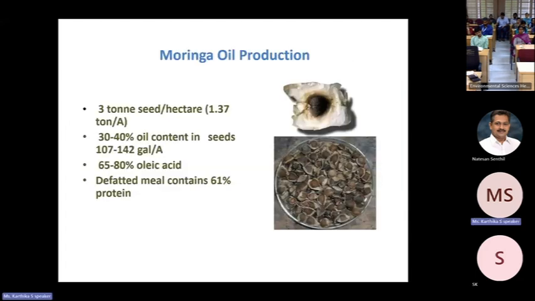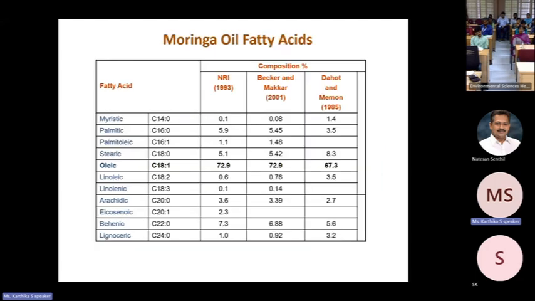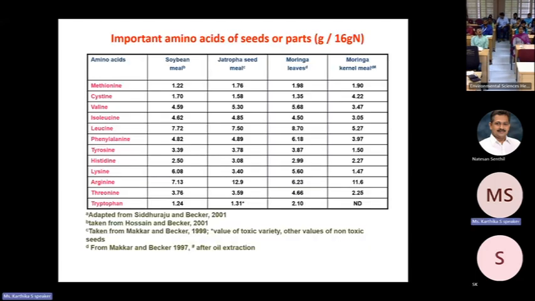Then it is already being used for biofuel, and it is used as a 61% defatted meal. You can use it as animal food or protein. So these are all the characteristics necessary.